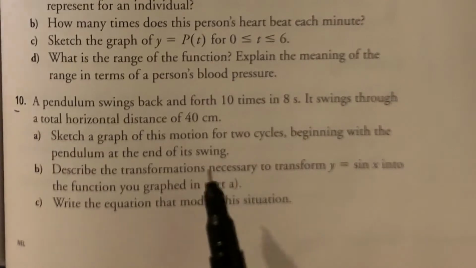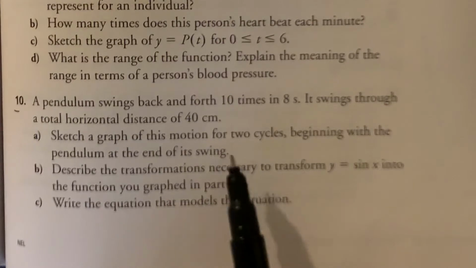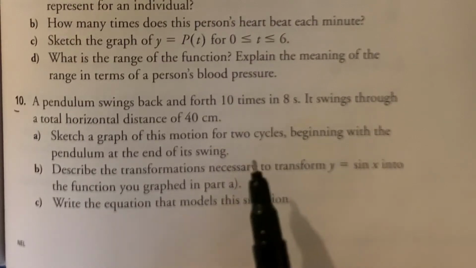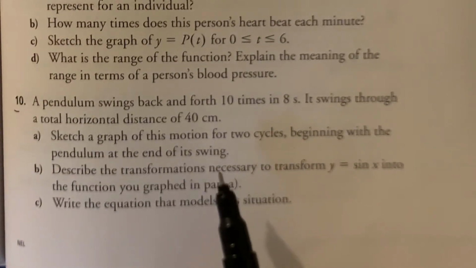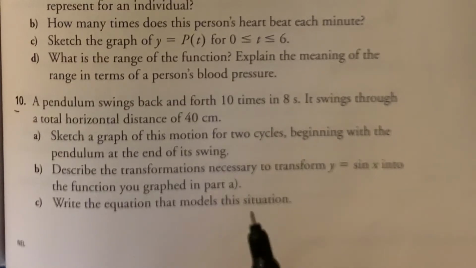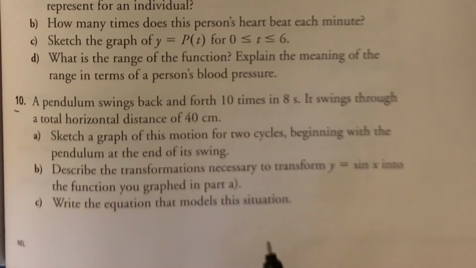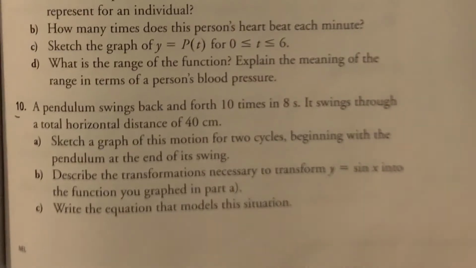So what they want us to do is to graph 2 cycles of this motion, with distance with respect to time, beginning with the pendulum at the end of its swing. Which end? It didn't say, so we'll just choose the most convenient end. Then determine the transformations necessary to transform a sine function to this graph, and then write the equation of this graph, presumably in terms of sine. All right, so let's take a look at this. We'll write down the information that we have.